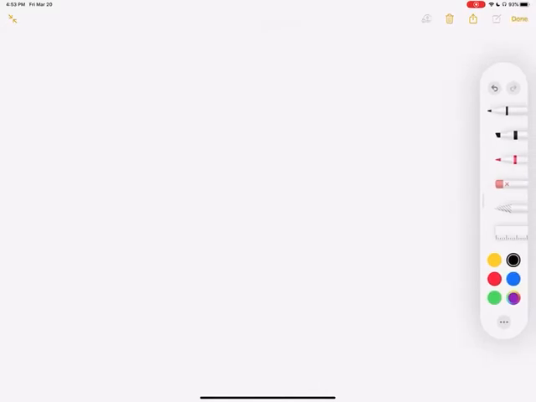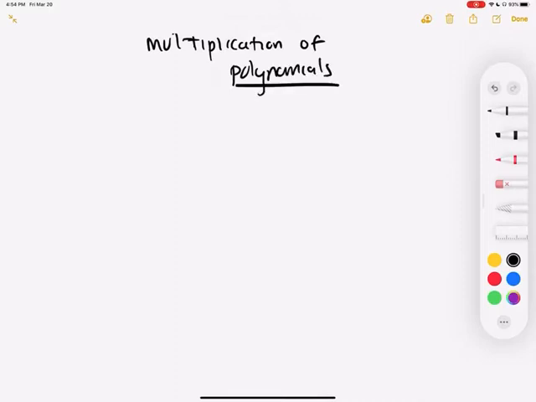What this video is going to help us understand is the multiplication of polynomials. This is going to be a set of videos with the different situations that we may encounter. So the simplest situation that we're going to encounter is when we multiply a monomial times a monomial, two monomials.